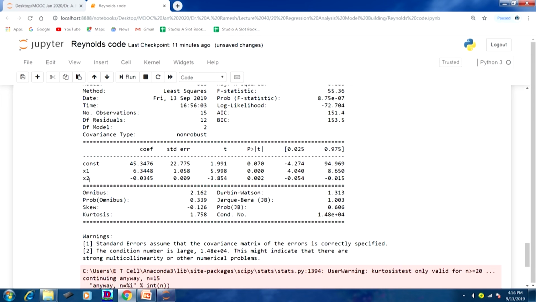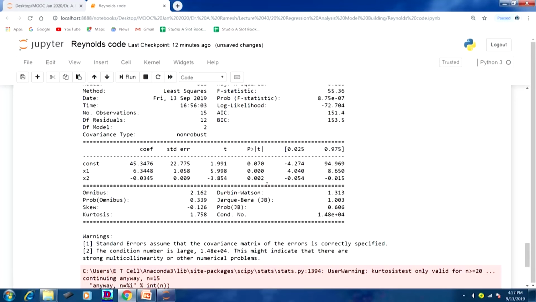Now look at the two independent variables, one is x1, another one is the square x2. Here x2 is nothing but the square of the first independent variable. When you look at the p value, for the first variable it is 0.00, for the second variable it is 0.002, that is the square term. So, both the p values are less than 0.05, we can conclude that both the independent variables are significant.